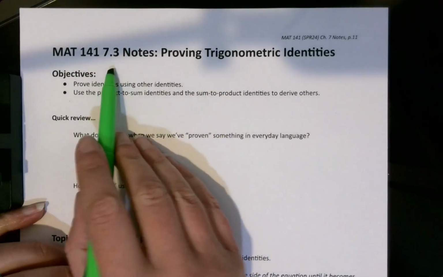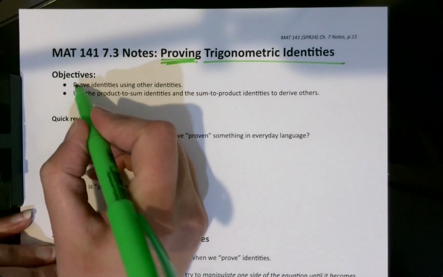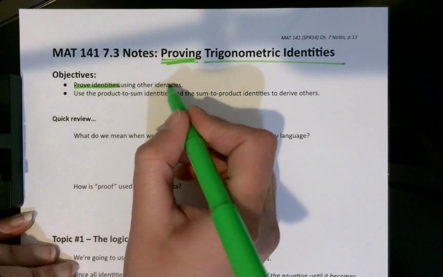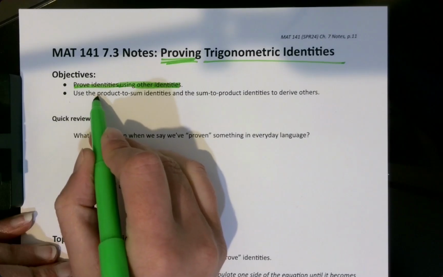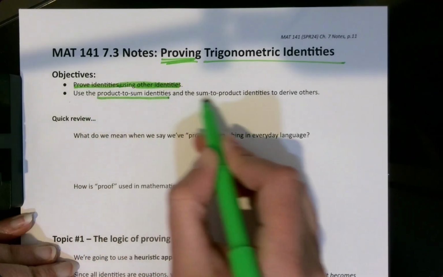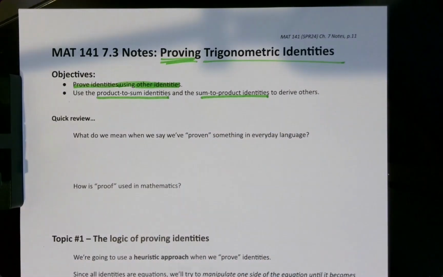In section 7.3, we're going to be proving some trigonometric identities. Our objectives are to prove identities using other identities. And also we're going to get some new identities, the product to sum identities and the sum to product identities. We're going to use these to derive others.